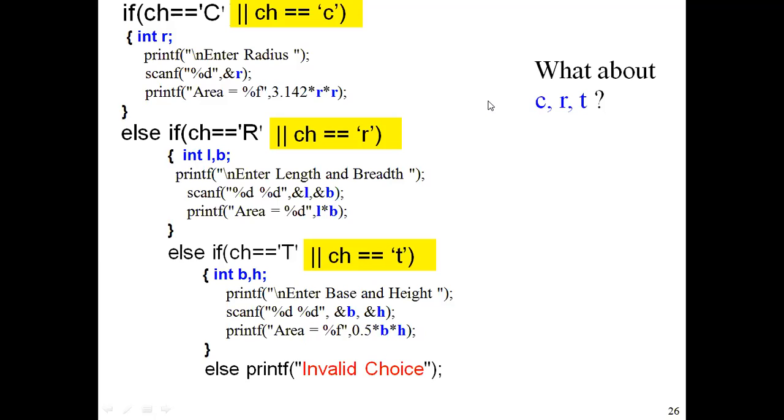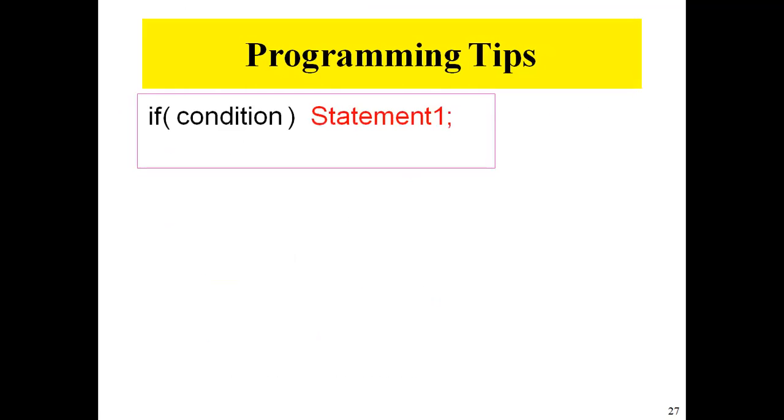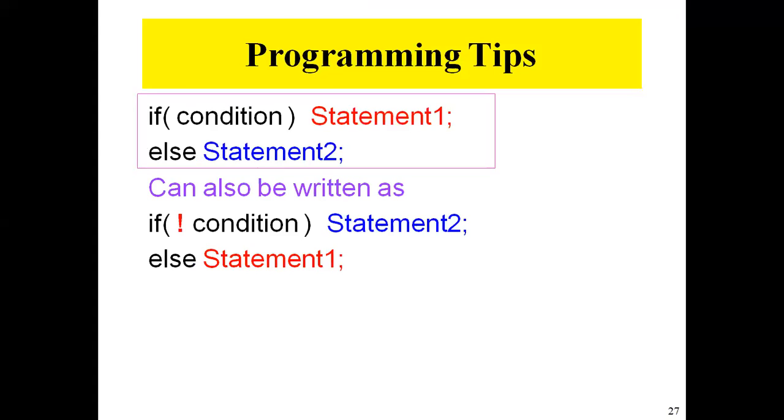Done? Okay. Now some programming tips. Learn these programming tips properly. Suppose you find here if condition statement 1, else statement 2. You can negate the condition and exchange statements. So if you want, you can swap statement 1 and statement 2. See the color coding: statement 1, statement 2, you can swap. How? By negating the condition.